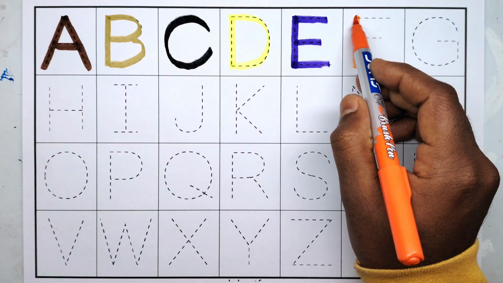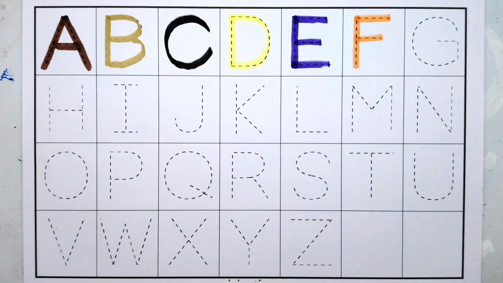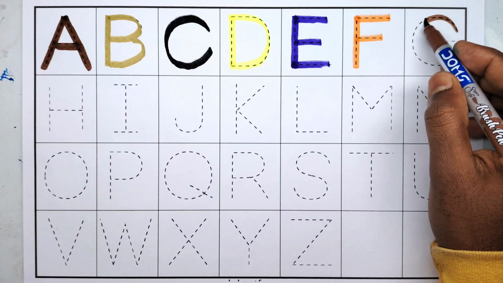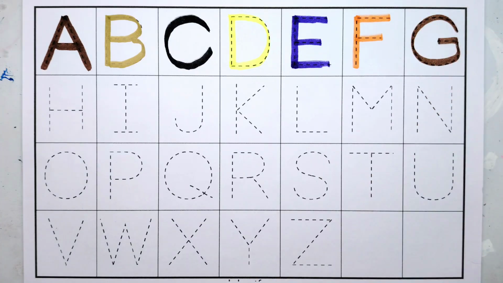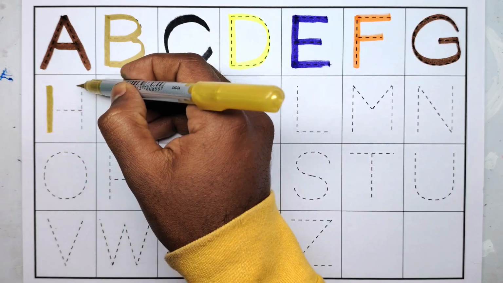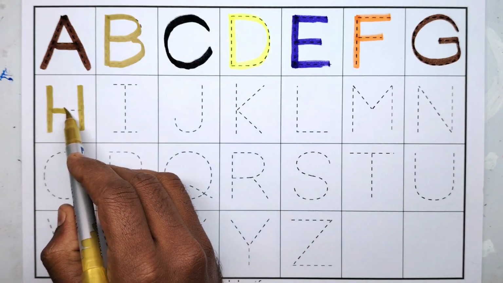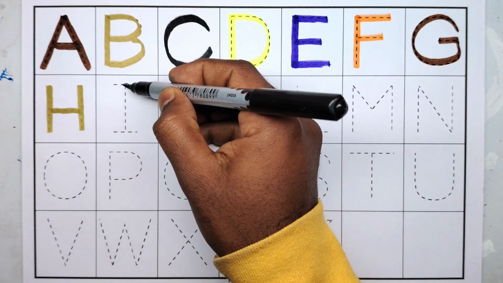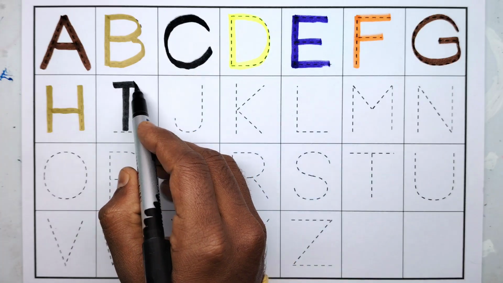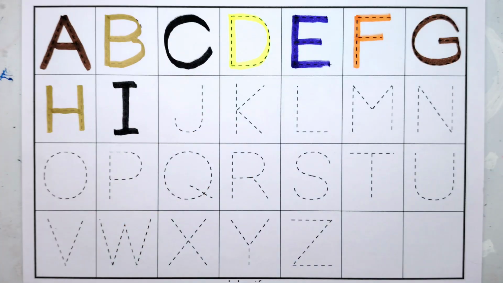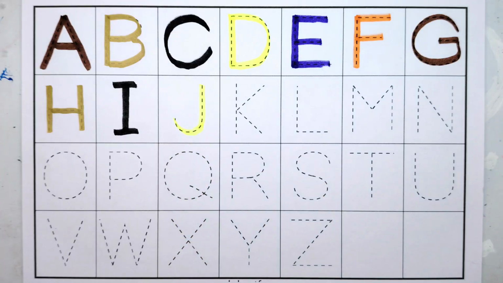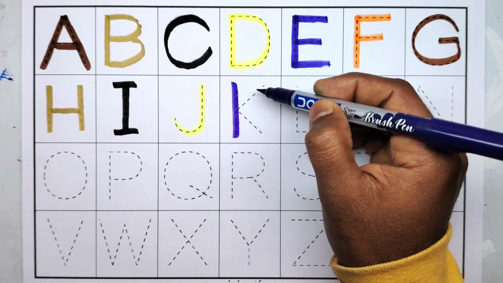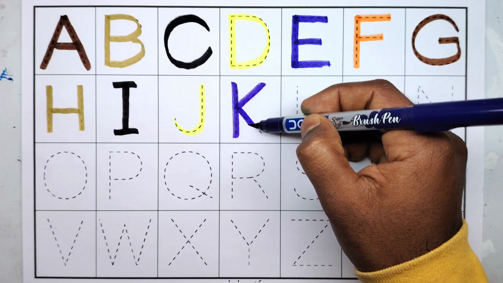F. F for fruits. G. G for grape. H. H for habit. I. I for iron. J. J for jellyfish. K. K for kangaroo.